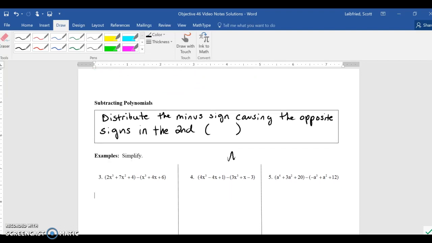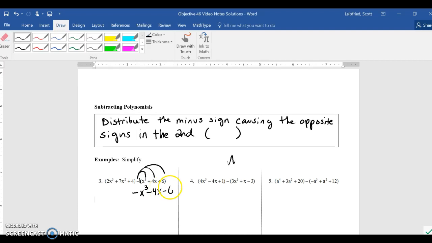So here's what we have. We have 2x cubed plus 7x squared plus 4 minus the quantity x cubed plus 4x plus 6. But as I mentioned before, within its minus sign, we're going to distribute this negative. So think of it like a negative 1. So this is really going to become negative x cubed minus 4x minus 6. So we're going to take the original one, 2x cubed plus 7x squared plus 4.